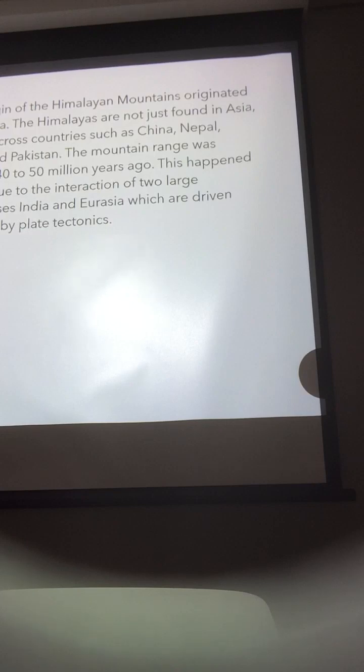The origin of the Himalayan Mountains. The Himalayan Mountains originated from Asia. The Himalayas are not just found in Asia, but trend across countries such as China, Nepal, India, and Pakistan. The mountain range was formed 40 to 50 million years ago. This happened due to the interaction of two large land masses, India and Eurasia, which are driven together by plate tectonics.